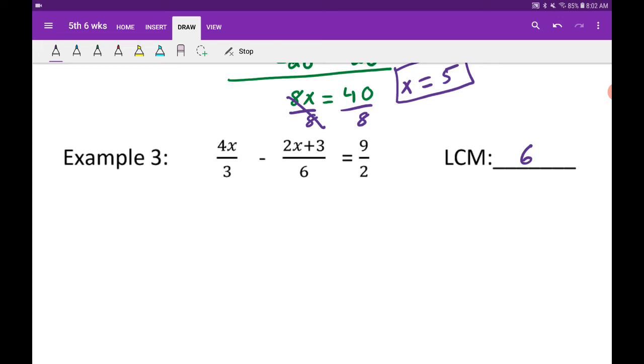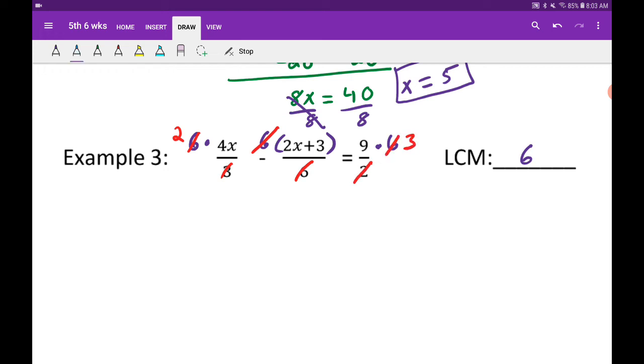All right, so 3 goes into 6, 6 goes into 6, and then 2 goes into 6. All right, so multiply all our numerators by 6. So 6 times 4, 6 times this entire numerator there, and then 6 times 9. Okay, so remember, we're only multiplying the numerators. All right, let's reduce fractions where we can. 3 goes into 6 2 times. 6 goes into 6, that essentially just wipes itself out. And 2 goes into 6 3 times there.